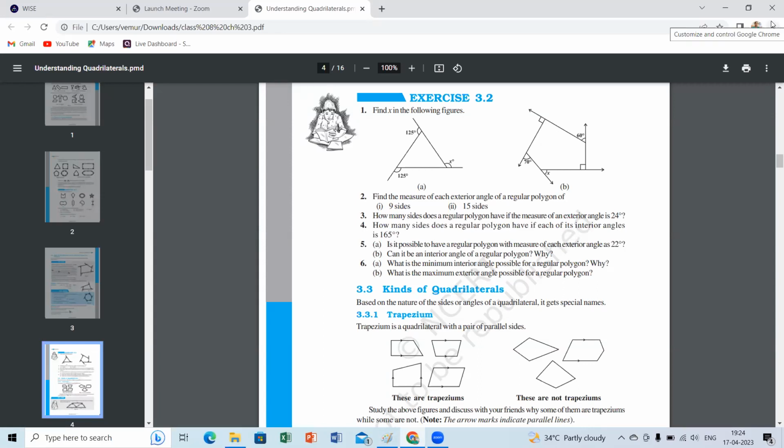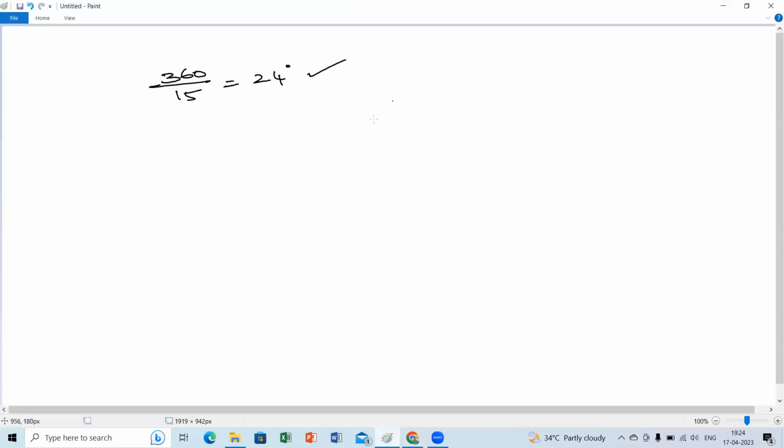Coming to question number 5. Is it possible to have a regular polygon with each exterior angle measuring 22 degrees? You need to check whether it is possible. So 360 divided by 22 you have to do. Is it a whole number or a decimal number? Decimal number. Ma'am, we can directly check it, because 360 is not divisible by 22.